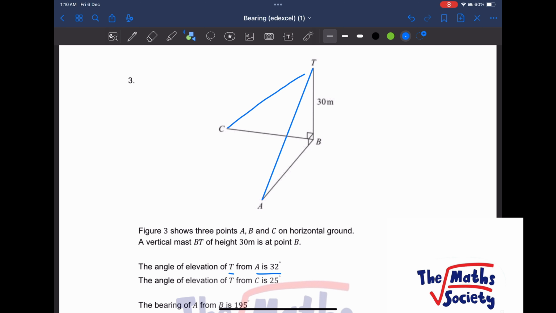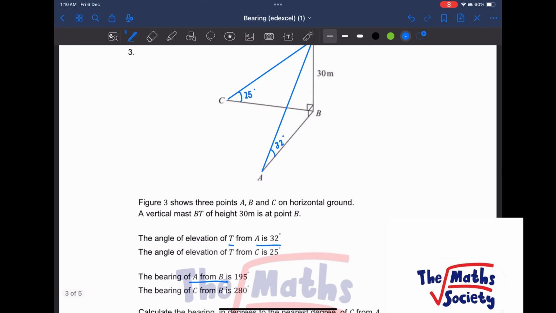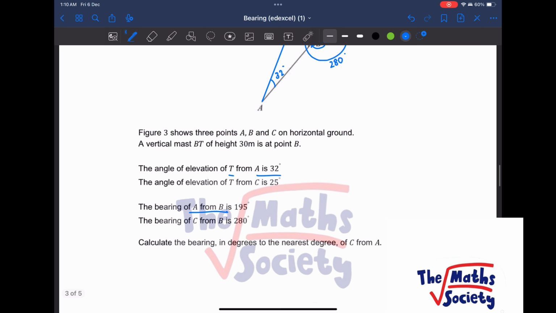So let's label these. So this being 32 degrees, T from C is 25, so that's your 25 degrees, and the bearing of A from B is 195. So A from B, so it has to be this one, is 195 degrees, and the bearing of C from B is 280. C from B is 280. So that's C's bearing. It says to calculate the bearing in degrees of C from A.